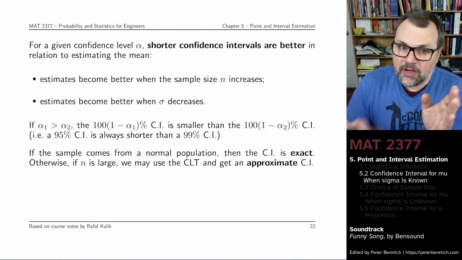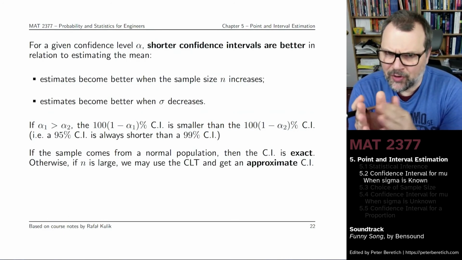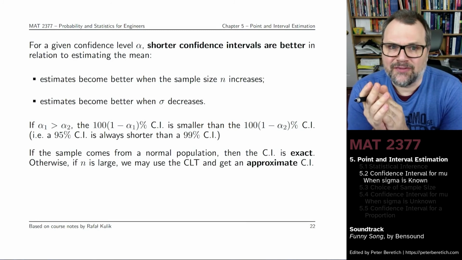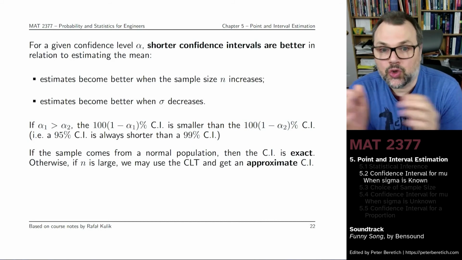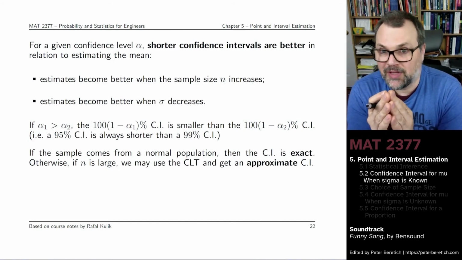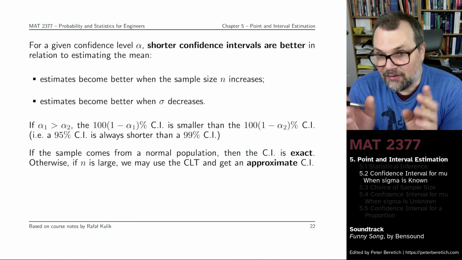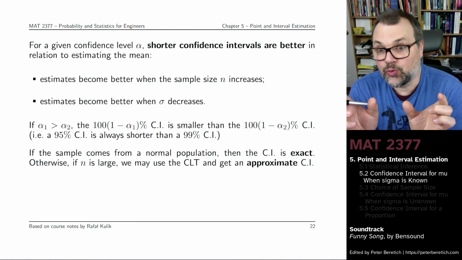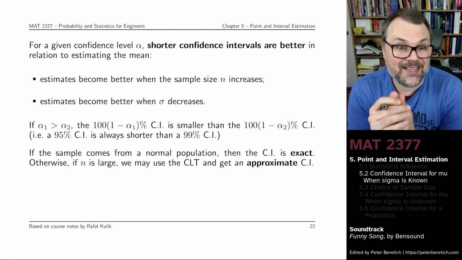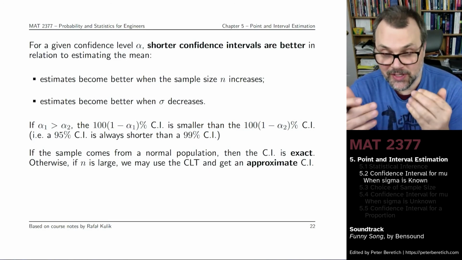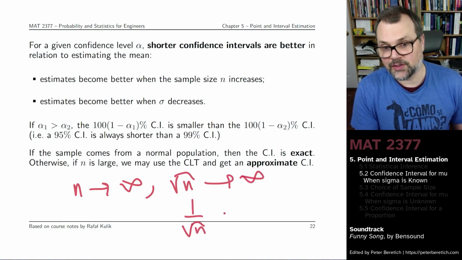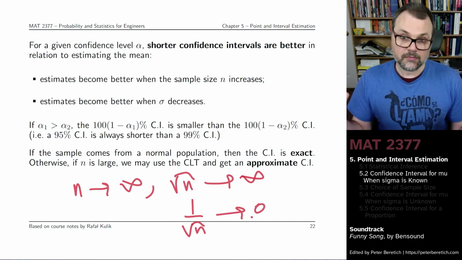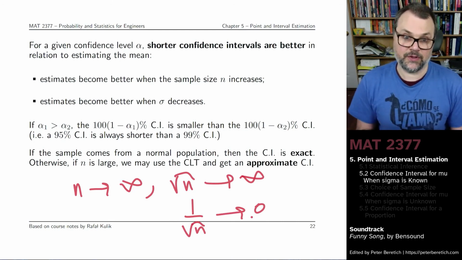If you're working with a confidence level alpha, remember alpha tends to be small here. So 95% confidence interval means that your confidence level is 5%. Shorter confidence intervals are better because if they're shorter, you have less leeway for the true mean to be in. So your estimates tend to become better when the sample size increases, because when n increases, then the square root of n increases, and then 1 over the square root of n decreases. So larger samples usually give you a tighter confidence interval.